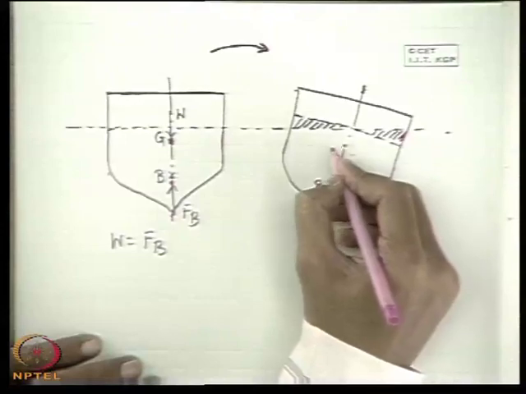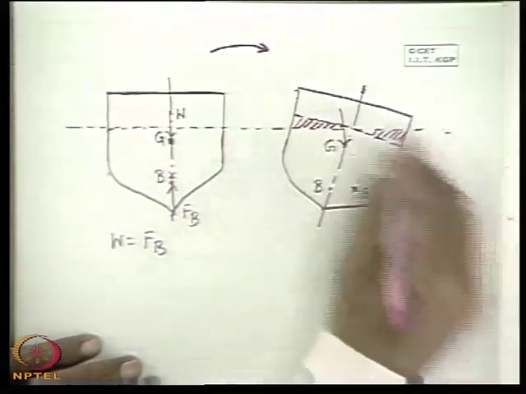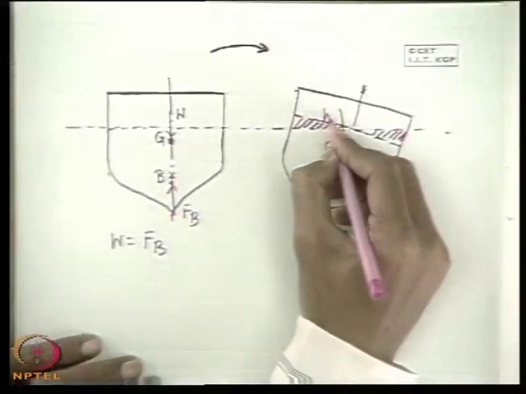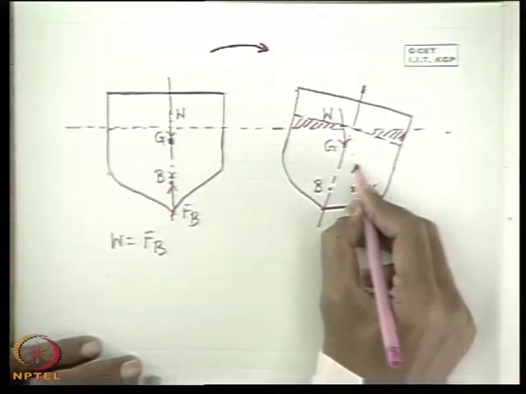So what it does now, if this be the G, the force acting on this body is W vertically downward through G, and then we see this FB.